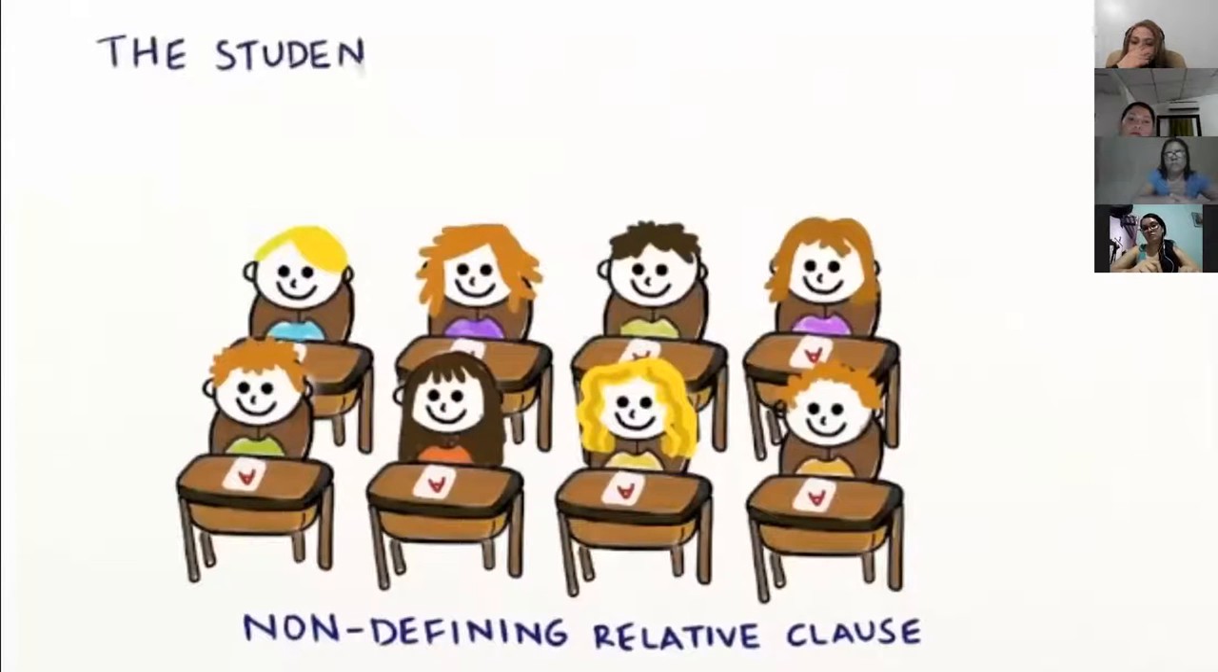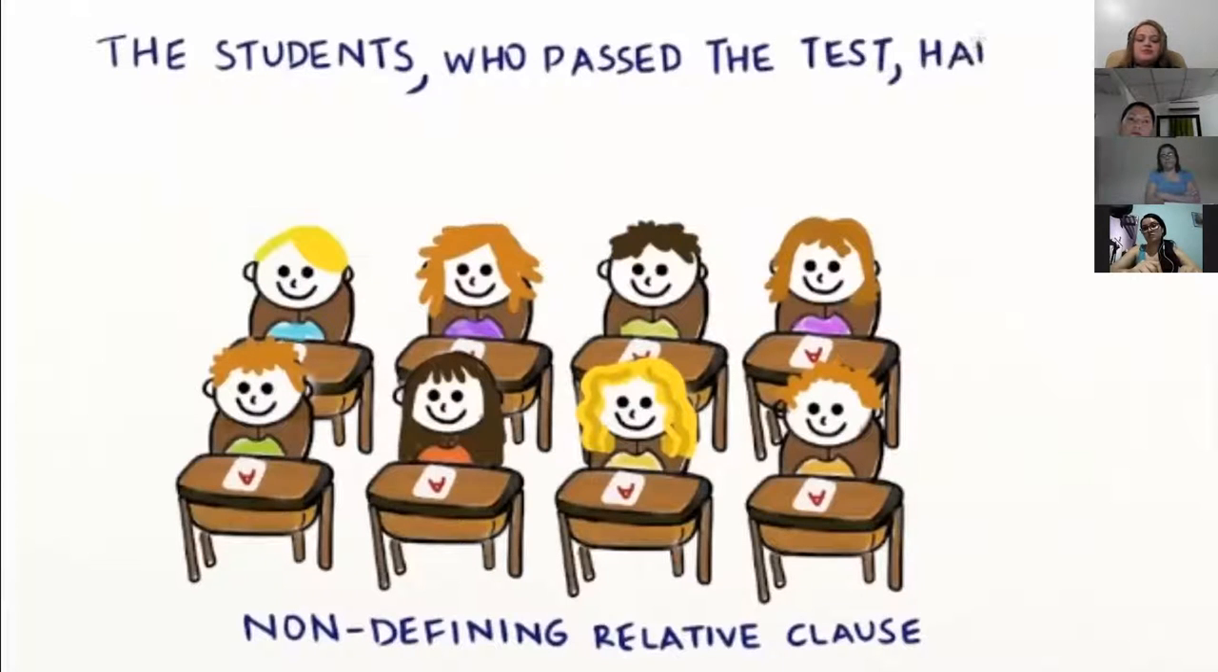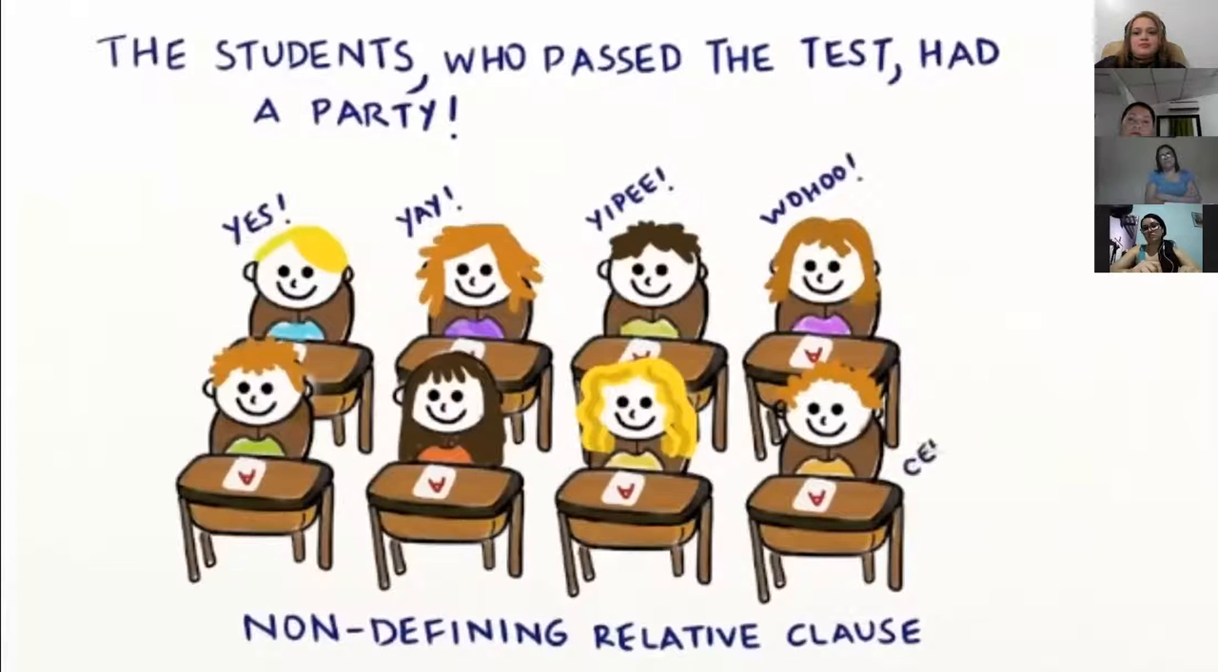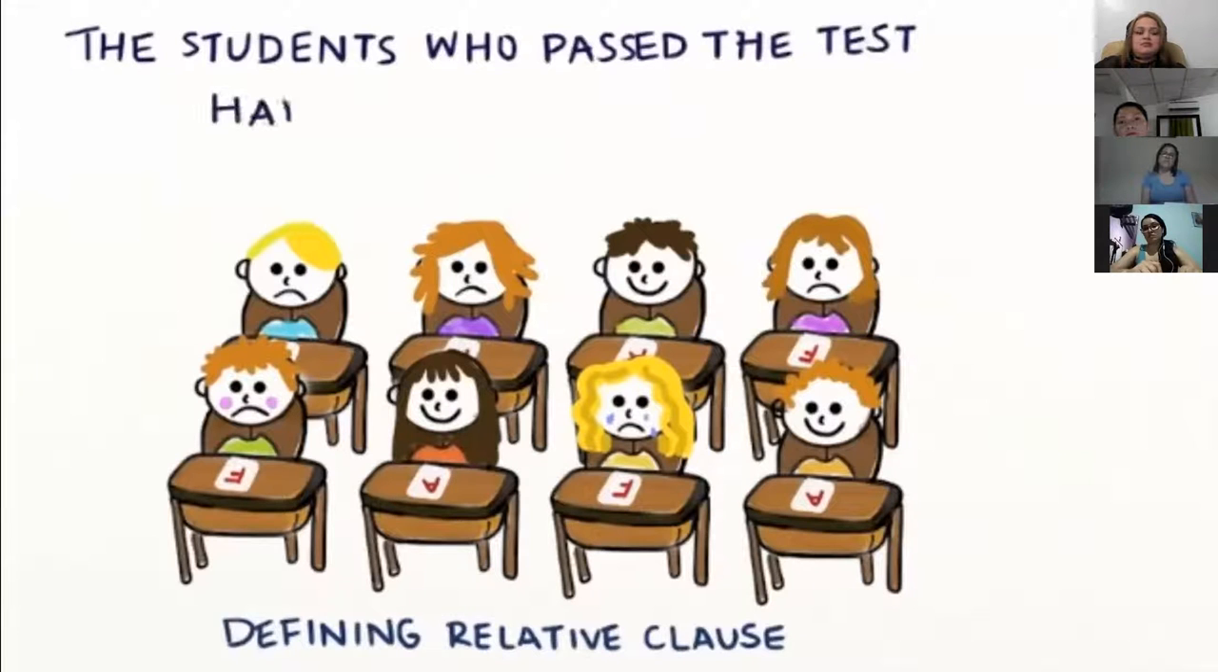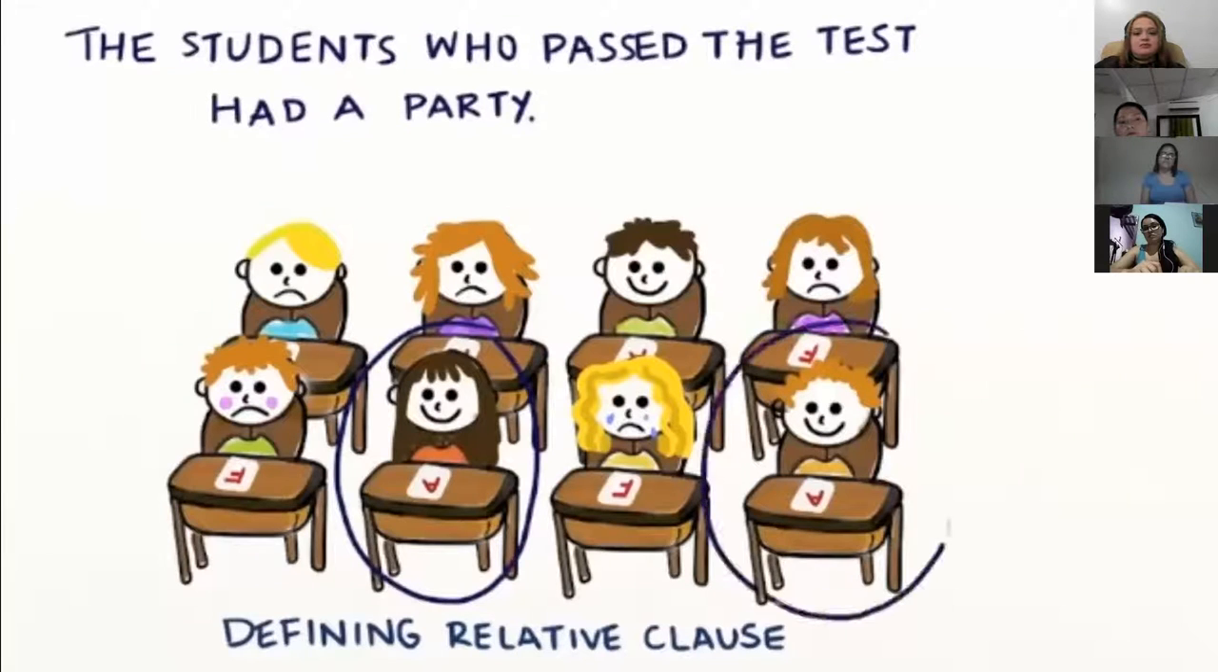Here's another example of a non-defining relative clause. The students, comma, who passed the test, comma, had a party. In this situation, this means that every student in the class passed the test, and every student in the class will be having a party. Notice the difference in this defining relative clause. Here we don't use commas. The students who passed the test had a party. This means that not every student passed the test, and only the students who passed were the students who had a party.